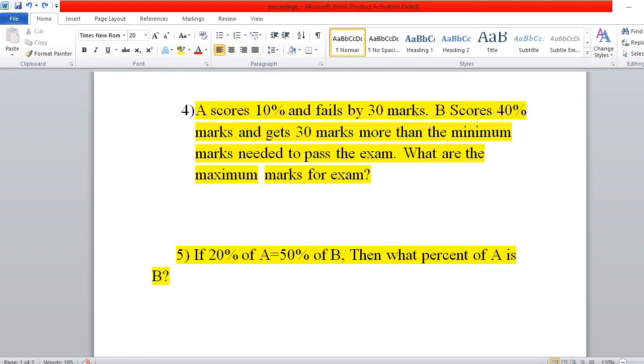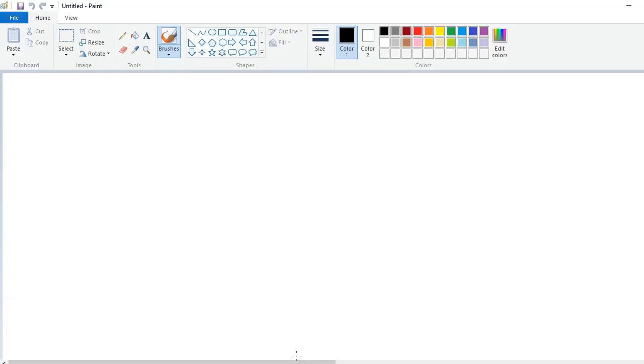A scores 10% and fails by 30 marks. B scores 40% marks and gets 30 marks more than the minimum marks needed to pass the exam. What are the maximum marks for the exam? This is a very interesting question. A scores 10% of maximum marks, so 10% of maximum marks m is equal to 10 into m by 100.